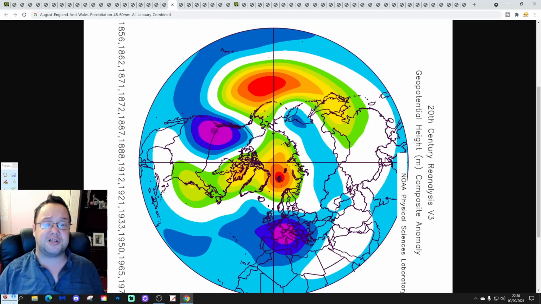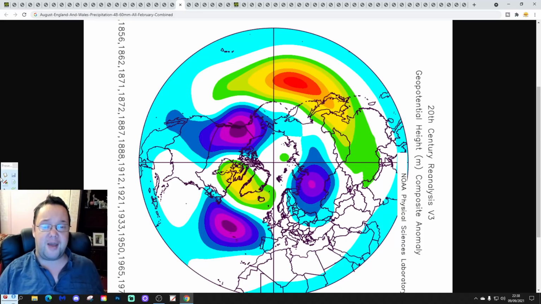This is how all Januaries combined are looking following this England Wales precipitation range. We do raise the heights within the high latitudes, so yes, we have got some proper blocking there, sending the jet stream and the low pressure southwards. There is colder potential for those Januaries, actually.